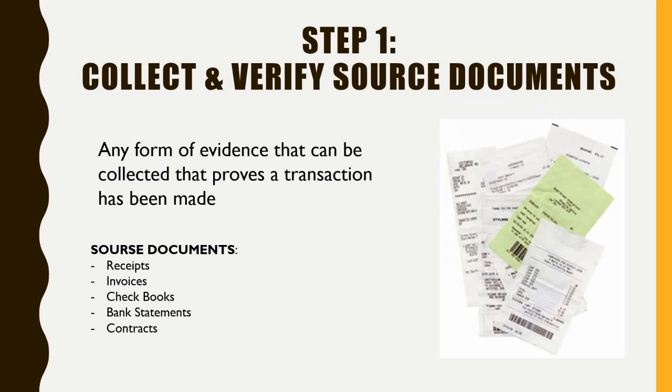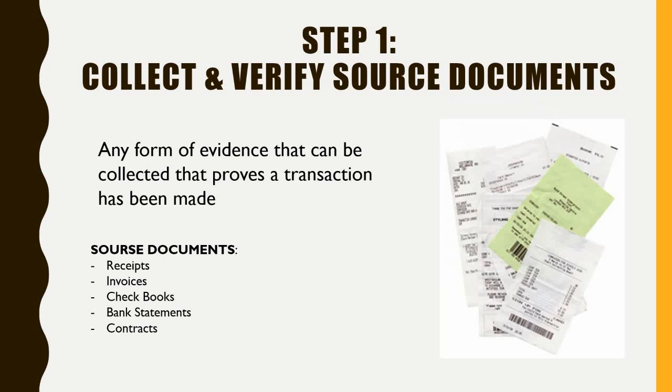So here, step number 1, of course, is to collect your source documents. We talked about this briefly in the transaction analysis. Any proof of a transaction can be a receipt, an invoice, a checkbook, a bank statement, and even contracts, right? Anything where you can see proof that money has been transferred, spent, or moved somewhere, as long as it's some form of legitimate paper.